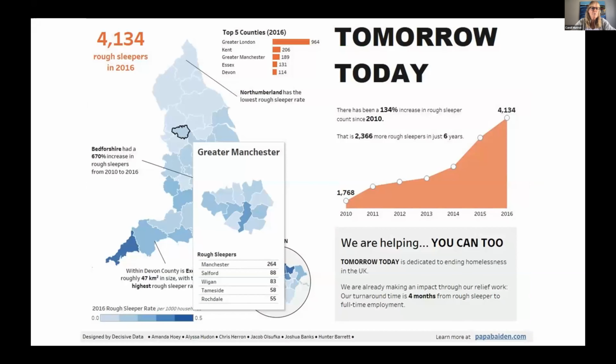This is another one by Decisive Data that's focusing on homelessness. They just picked out pieces of the data and visualized it, and definitely made a very good, very impactful visualization to represent what they were seeing.